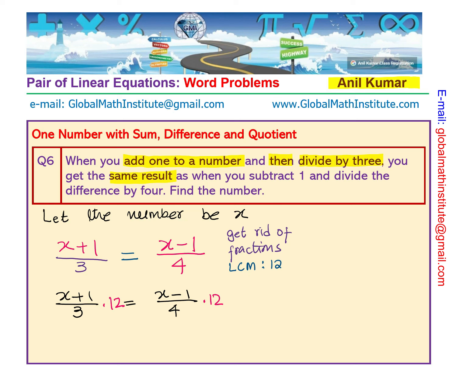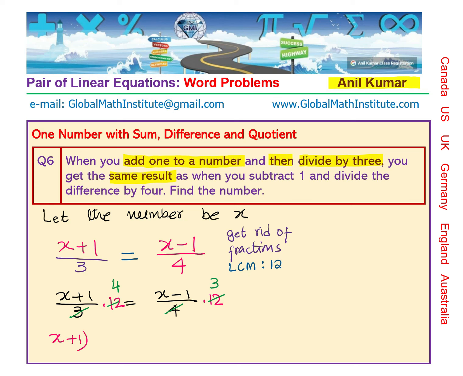So we can simplify first. Now remember, this 12 is getting multiplied to x plus 1, not just x or 1. So let's simplify. 3 goes 4 times and 4 goes 3 times. So we get our equation, which is (x plus 1) times 4 equals (x minus 1) times 3. Is that clear to you? Now it becomes a linear equation where we are going to apply the distributive property, expand, simplify, and get the result. You can do it from here, correct?